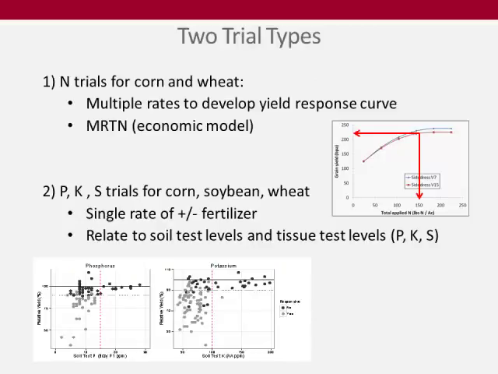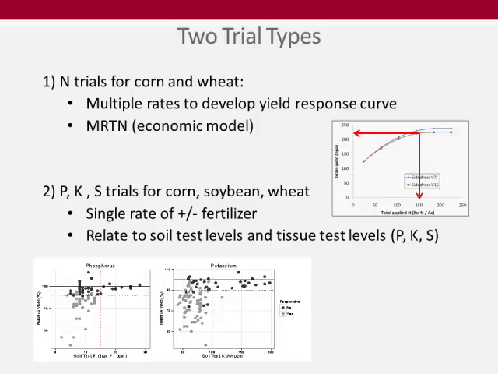For nitrogen, we're doing multiple rates, because we want to look at the response curve. In other words, nitrogen rate versus grain yield, to find that optimal rate. That's feeding into the MRTN model for corn. We're going to be developing an MRTN model for wheat, because that's still, as it stands right now, a little bit ugly and yield-based.